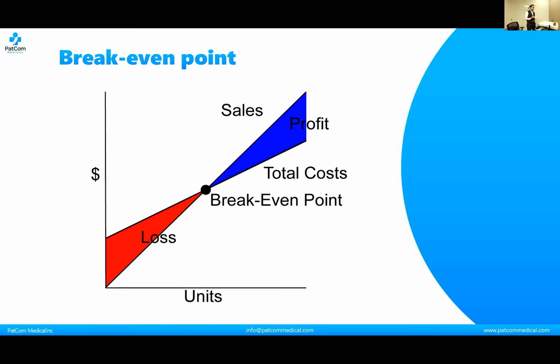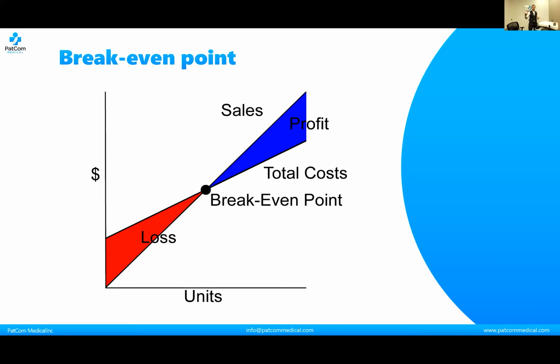So if you look at this here, on the y-axis we have dollars, and then we have the units. And as units go up, so in our case, fee studies, the more studies you do, the more you walk towards that break-even point. In that break-even point, the cost and the income are equal. And then from there on, the income is higher than the cost. And this is where, you see that blue area is going to be your profit. And the more studies you do, the bigger the profit is going to get.